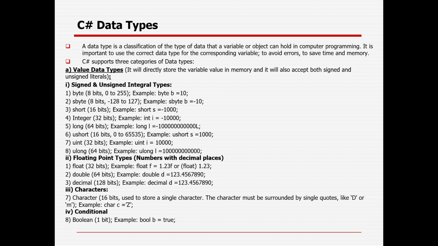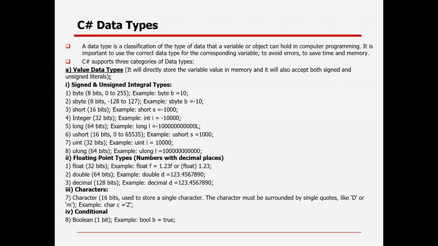C Sharp also has a couple of data types available, under which there are a few subcategories. So what is the value data type? It will directly store the variable value in memory, and it will accept both signed and unsigned literals. Signed means it can hold both positive and negative values. Unsigned means it will only take positive values, or 0 to a positive value; it will not take any negative value.